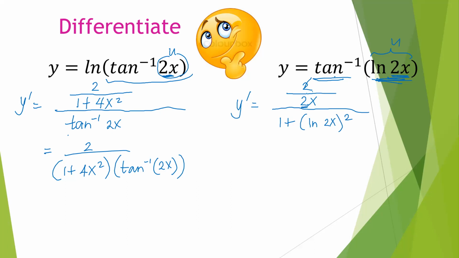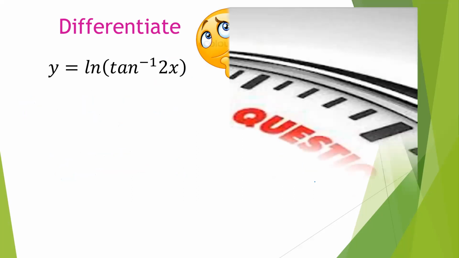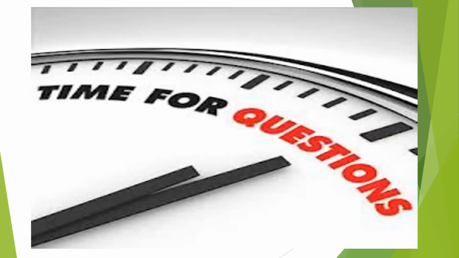So, the 2's will cancel out. And the x can be combined sa baba. So, you have 1 all over x, quantity 1 plus ln of 2x, quantity squared. Yan. Okay, so ayun po ang ating mga derivatives. I hope you are ready for this time for questions.